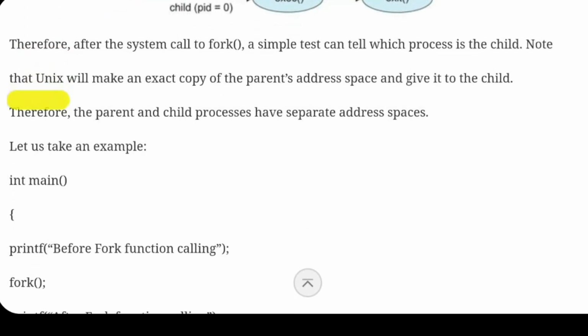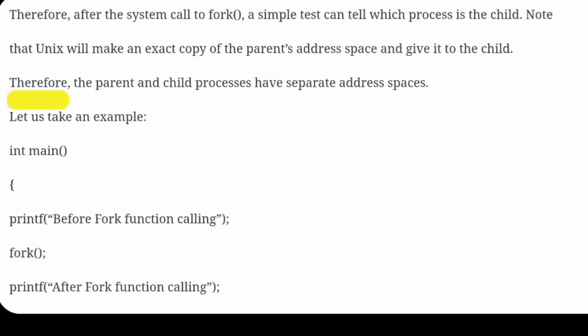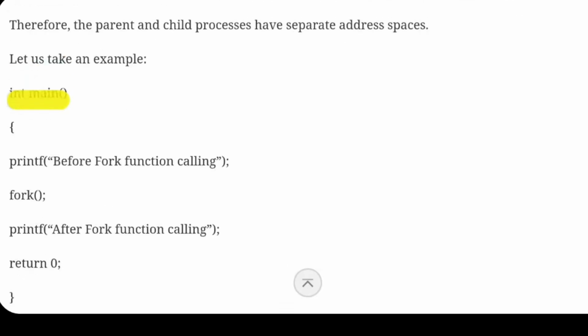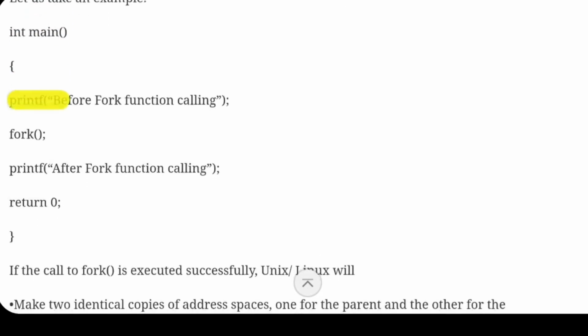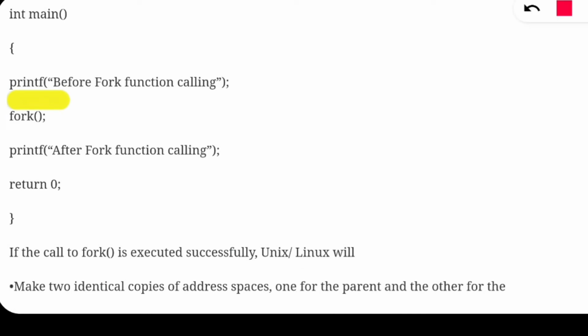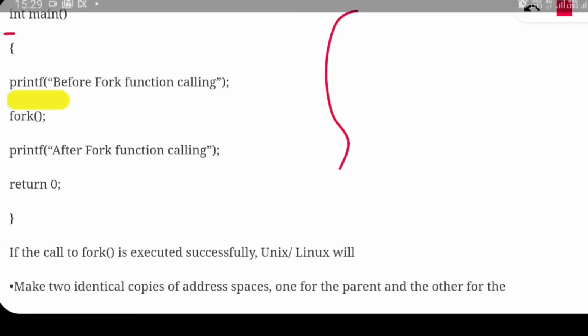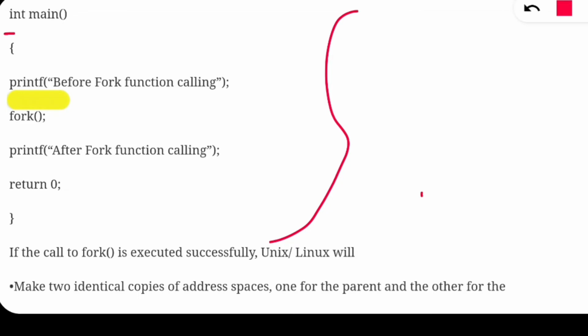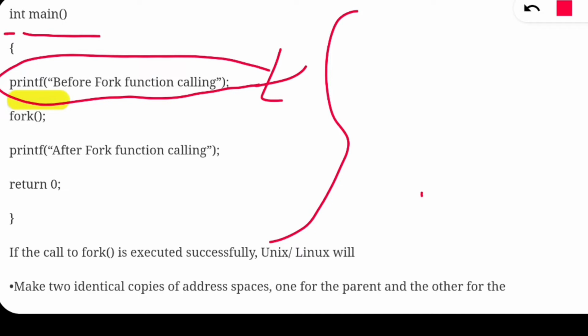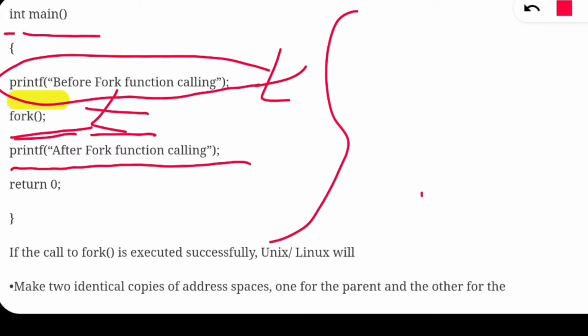Now let's discuss how the fork function works with an example. This is the example of a fork function. This is the main function. Under this, you write a printf statement first, before the fork function call. This is the fork function, and we are going to call it. After the fork function, I have given another print statement and return 0 to the main function. The program ends here.